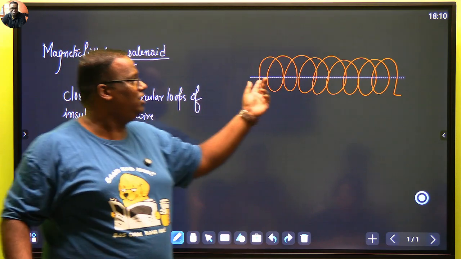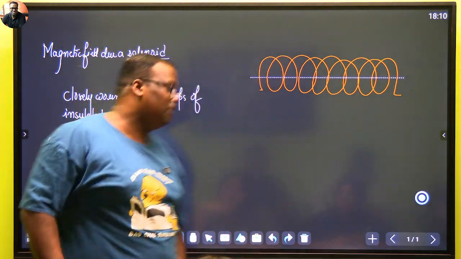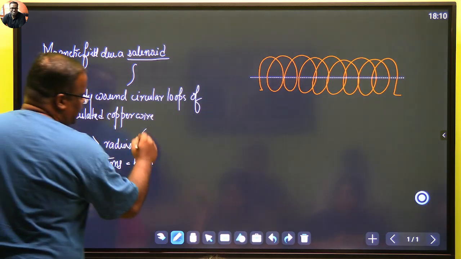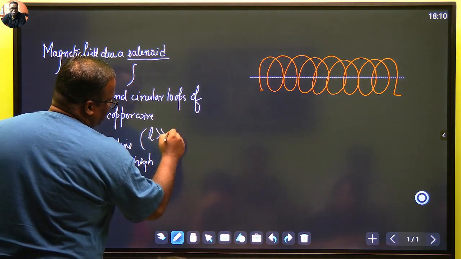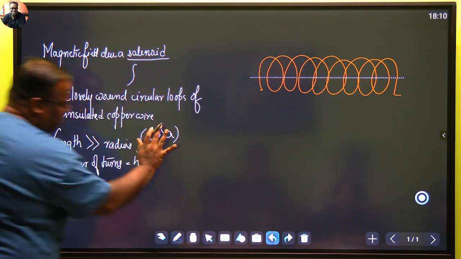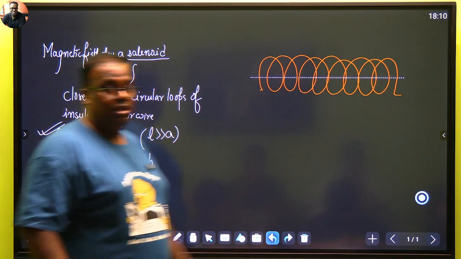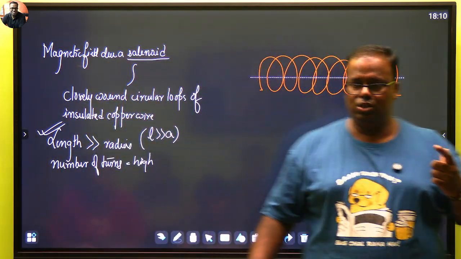Always remember that the length should be considerably more, because in grade 12 when you do derivations, you will always take this into consideration: L much greater than a. We don't say R, we say a. a is the radius. Not important for you, but you should know this. And the number of turns is high. This arrangement is known as a solenoid.